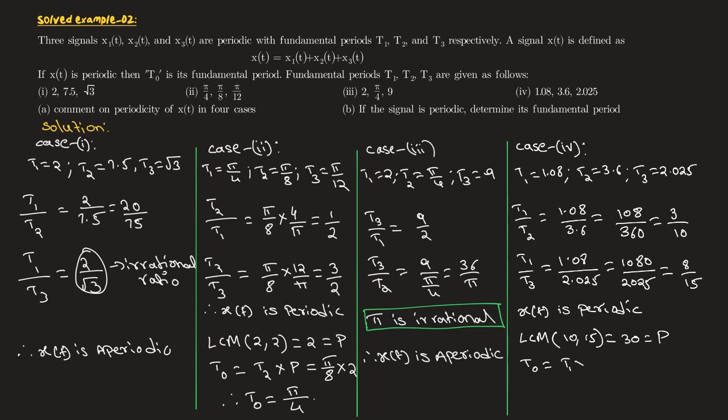The fundamental period T0 is equal to the numerator fundamental period we have taken, T1 here, multiplied with the value of P, that is equal to 1.08 into 30. Therefore, T0 is equal to 32.4 is the fundamental period. Here in this example, for the signals x1, x2 and x3, the given fundamental periods in case 1 and case 3 are giving an aperiodic signal because of the irrational behavior of one ratio. Whereas in the second case and fourth case, the signal x of t is periodic and their respective fundamental periods are calculated.